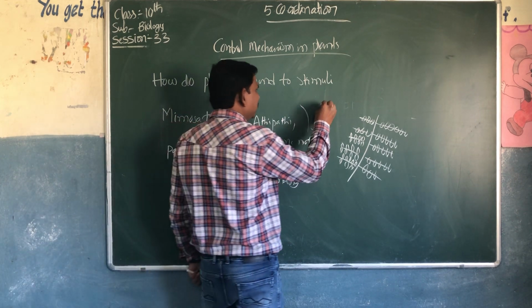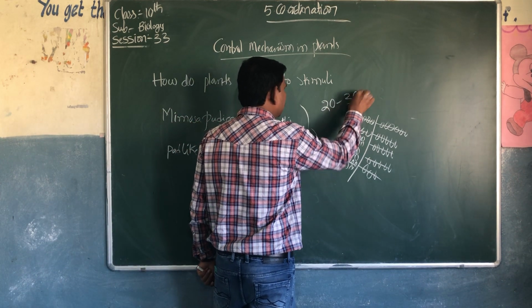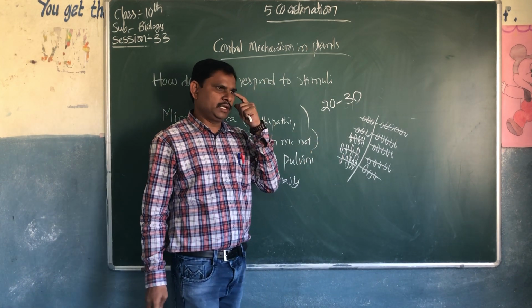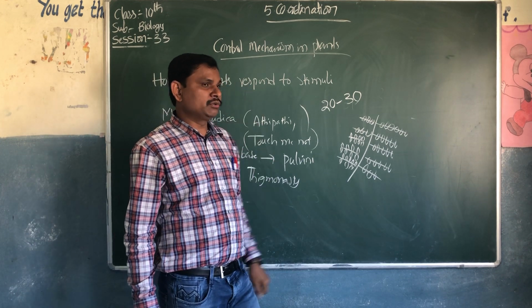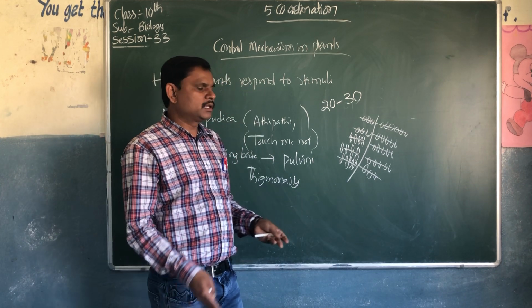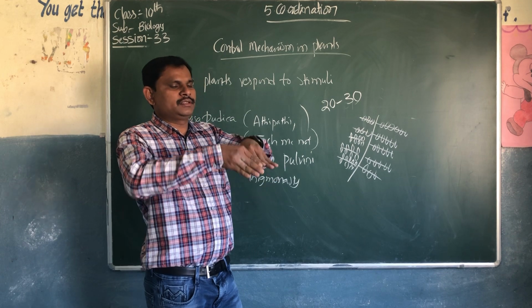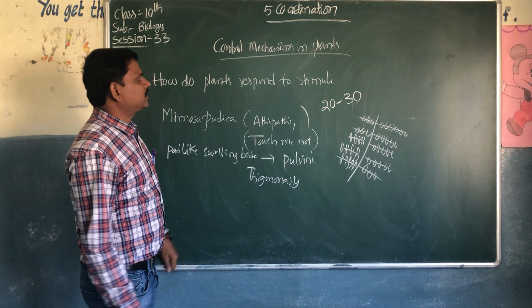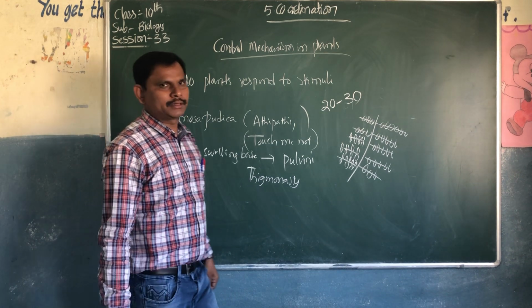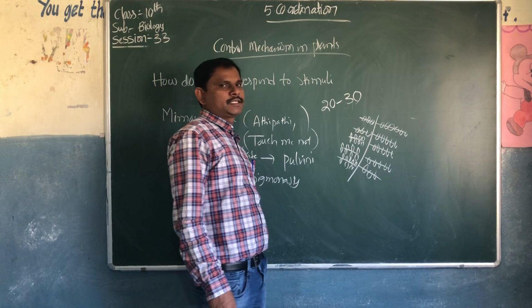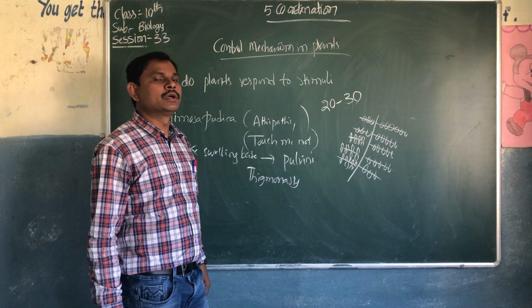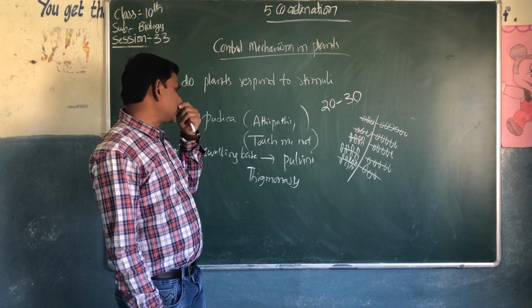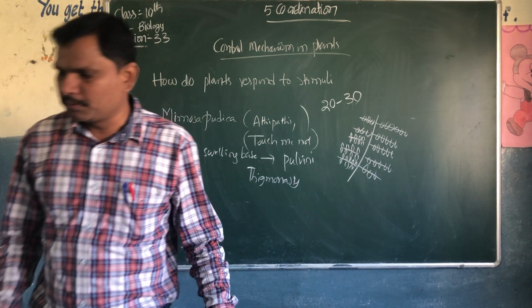This will happen around 20 to 30 minutes. After 20 to 30 minutes, the leaves start becoming erect again. This is how plants respond to stimuli in Attipatti, or Mimosa pudica, or touch me not plants. This is one best example of plants also responding to stimuli.